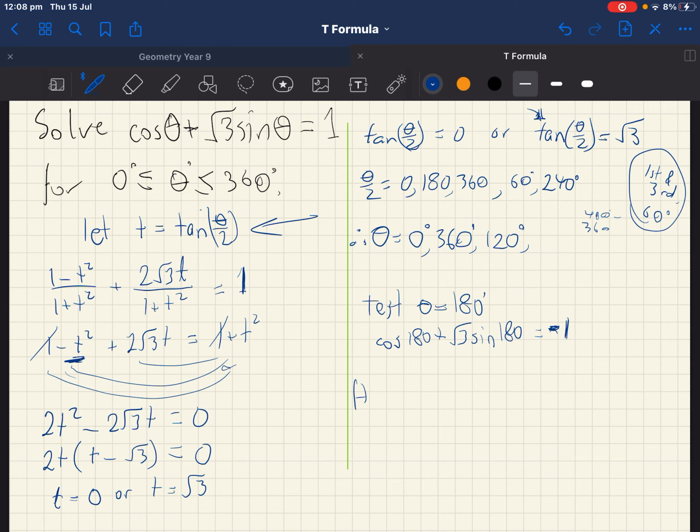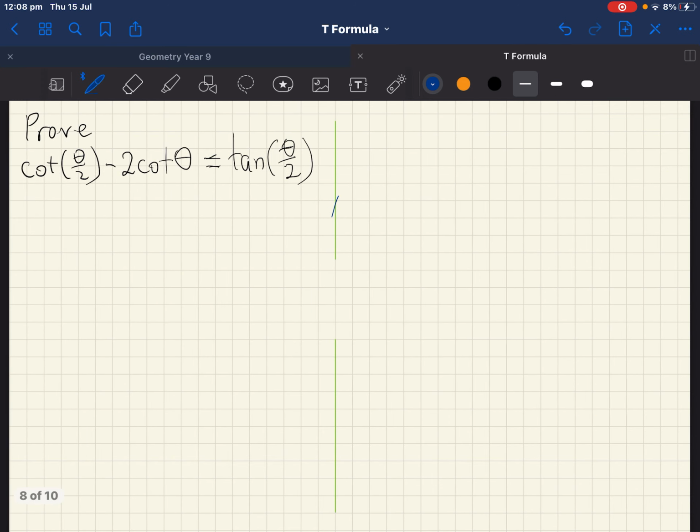So, hence, our final solutions for theta will just be the original three the T formula gave us. 0 degrees, 120 degrees, and 360 degrees. Second one solved. And again, these first two examples are very typical HSC difficulty type questions. The third one's a little different.